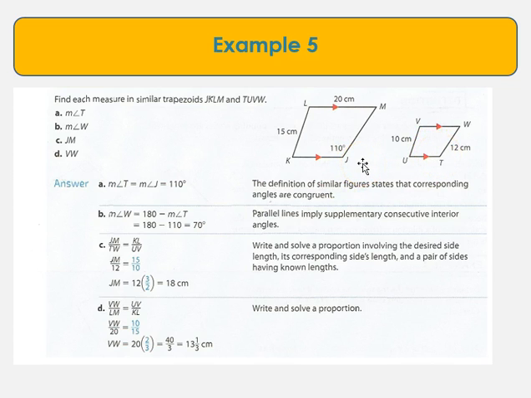Now, the measure of angle W, this angle up in the upper right hand corner, equals 180 minus the measure of angle T. Remember that the two angles on a side of a trapezoid will add up to 180 degrees. So this is the way that we can solve for additional angles. So 180 minus the measure of angle T is 180 minus 110, which is 70. So now the measure of angle W will be 70 degrees.